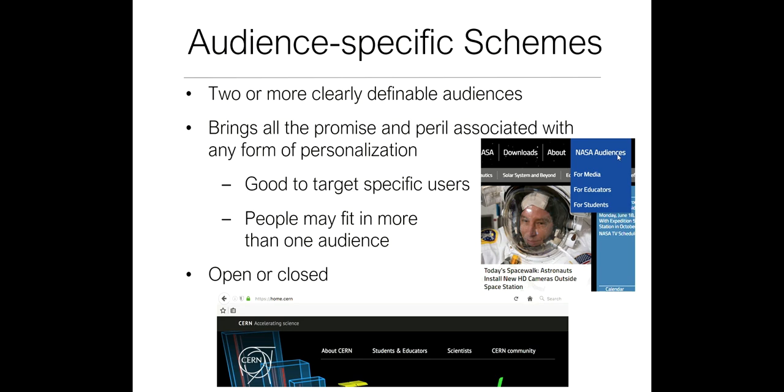And it's also worth noting that some of these things may be open or closed. So we have the CERN website working with particle physics. And you can find out information about the organization, but they also have information specifically for students and educators, lumped together, and then for scientists, and then those working in the more broader CERN community.